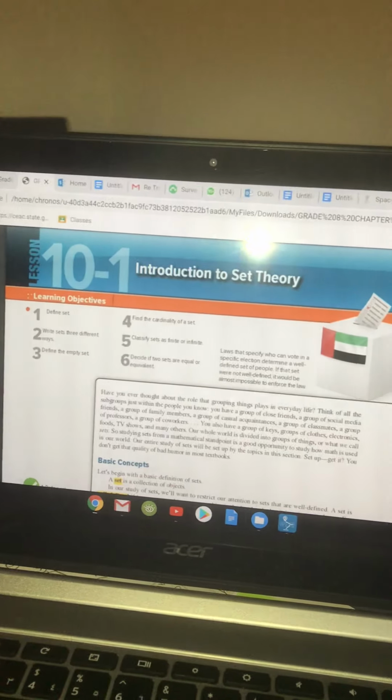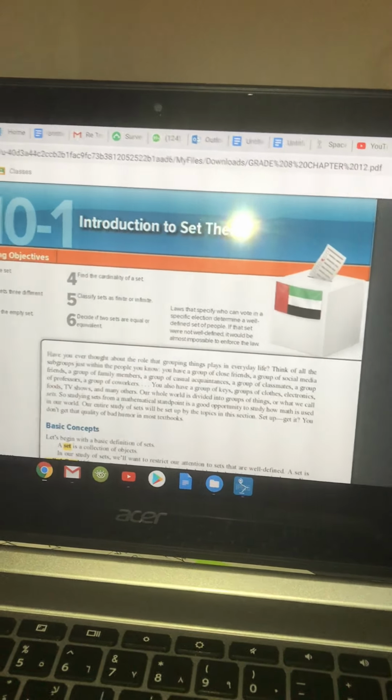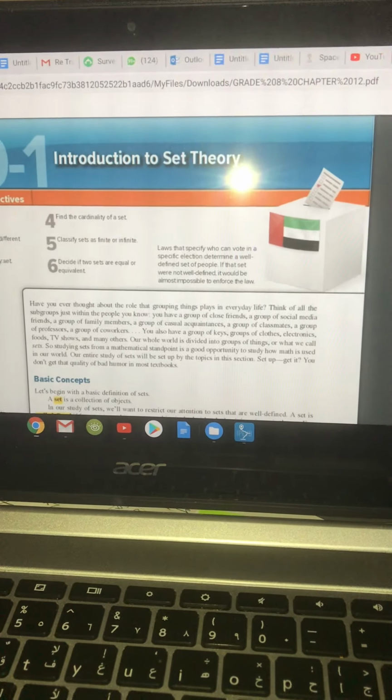Okay, girls. This is grade 8, chapter 12 in your book. Mine says 10, but yours should say 12. The lesson is Introduction to Set Theory. That's what we're doing.